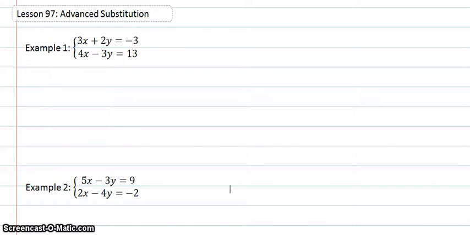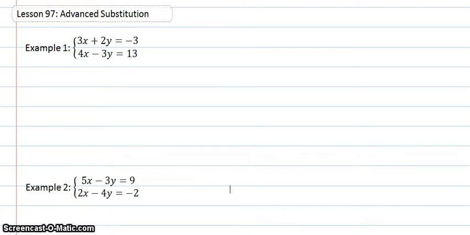In lesson 97, we're looking at advanced substitution. And don't let that word advanced bother you, because really the only thing that changes is that we have some fractions. And honestly, that is not that bad. Hopefully you remember fractions from 5th grade.